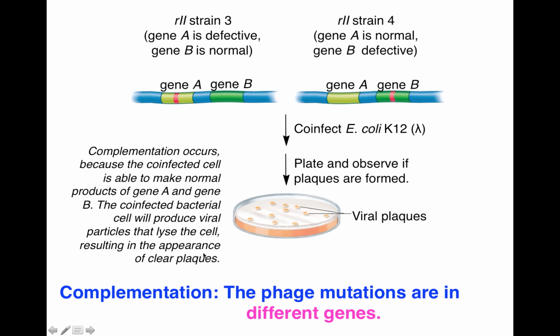Okay. What if instead the strains have mutations in different genes? Here's strain number 3. It has a mutation in gene A, and strain number 4 has a mutation in gene B. When you use both of these bacteriophages to infect the same cell, you get some plaques. That's because strain 3 can provide a good gene B protein, and strain 4 can supply a good gene A protein. And so you have all the proteins that you need in the same cell to make a plaque. That's called complementation, and therefore the phage mutations now we know are in different genes.